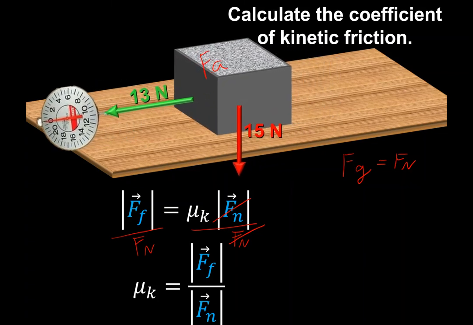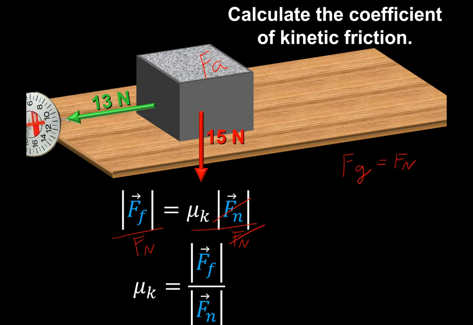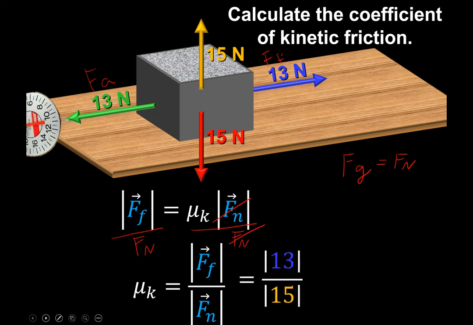The object's moving. So it's moving at a constant rate. It was not speeding up, was not slowing down. So force applied equals force of friction. So we can plug in force of friction. We know that force of gravity equals our force of normal. So we can just do 13 divided by 15. And you get 0.87.